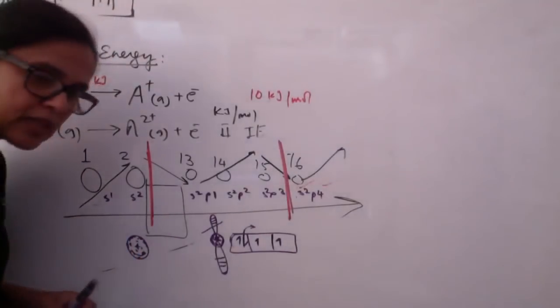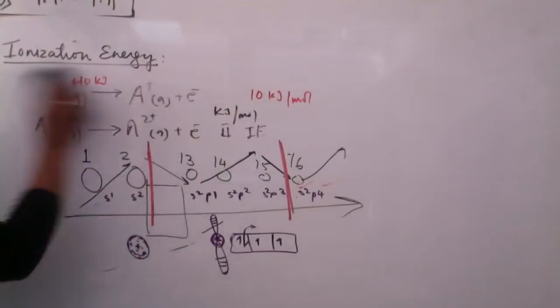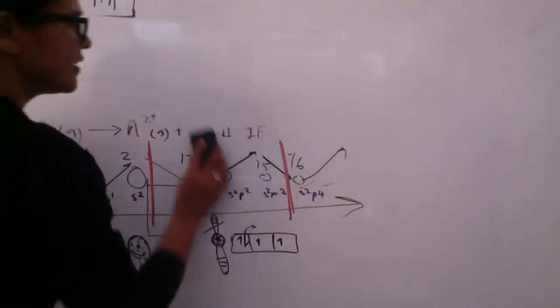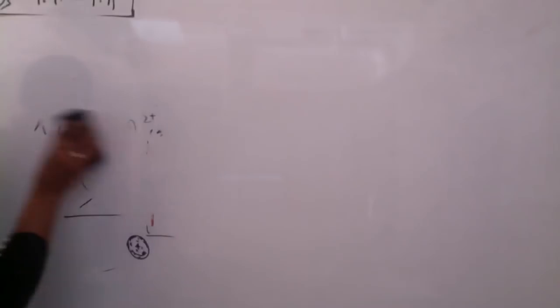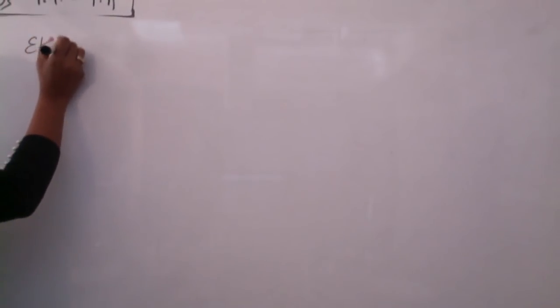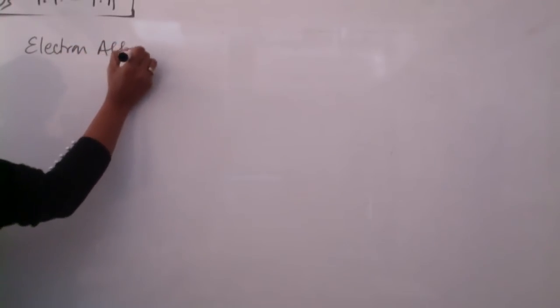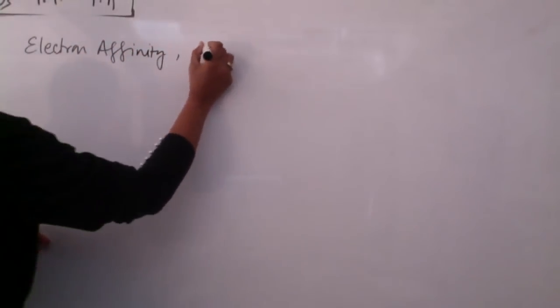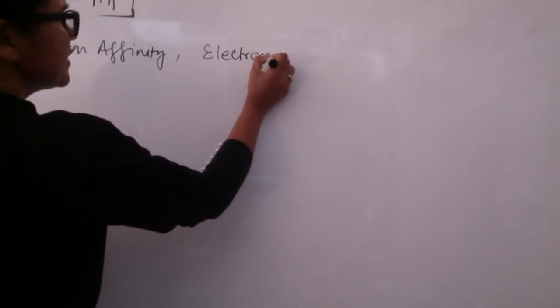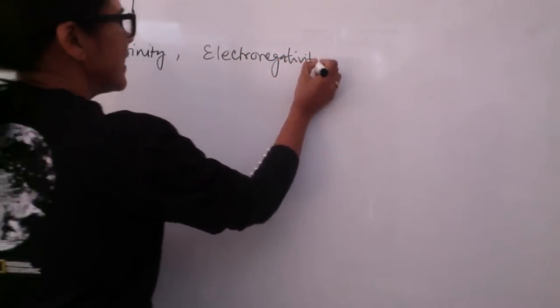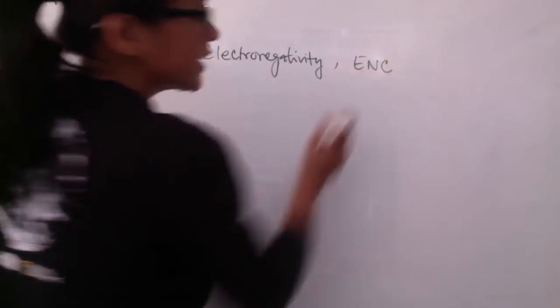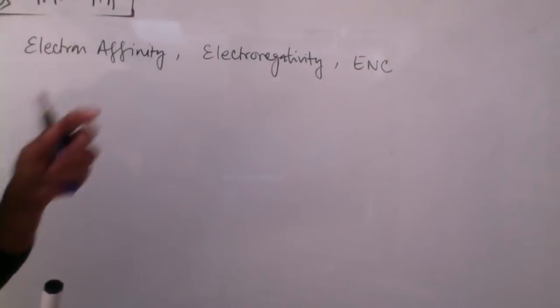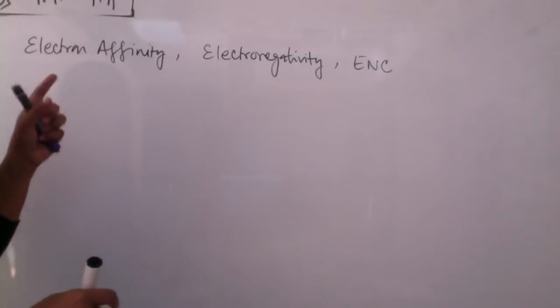Okay. Now let's get to the Big Kahuna, electron affinity. Remember we talked about electron affinity, electronegativity, and ENC, effective nuclear charge. And I'd made a diagram to clarify the difference between the three, and I would again do that.